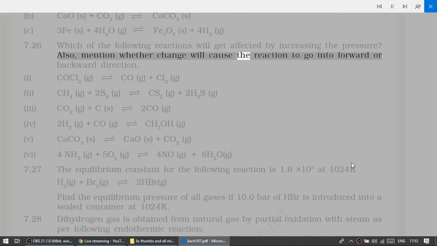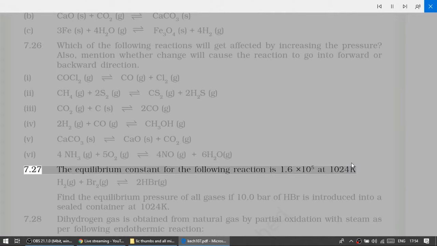Also, mention whether change will cause the reaction to go into forward or backward direction. (i) COCl2(g) ⇌ CO(g) + Cl2(g) (ii) CH4(g) + 2S2(g) ⇌ CS2(g) + 2H2S(g) (iii) CO2(g) + C(s) ⇌ 2CO(g) (iv) 2H2(g) + CO(g) ⇌ CH3OH(g) (v) CaCO3(s) ⇌ CaO(s) + CO2(g) (vi) 4NH3(g) + 5O2(g) ⇌ 4NO(g) + 6H2O(g).